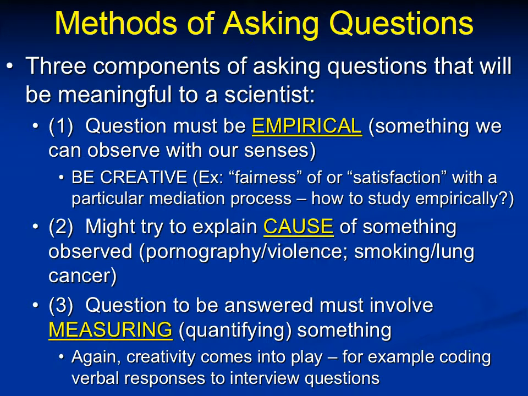Okay, so from Monahan and Walker, we get the three components of asking questions in a way that is going to be most meaningful to a scientist. So first here, the question must make reference to some aspect of the empirical world, something we can observe with our senses. And we have to be creative here, because just because something isn't immediately apparent as something that can be empirically measured doesn't mean that it can't be.